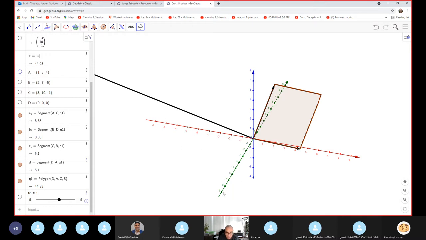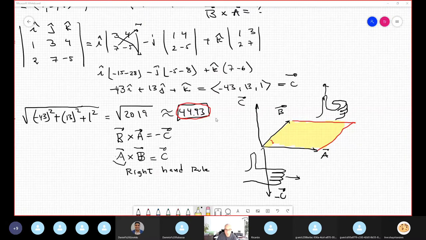So let me summarize the idea of the cross product. Let me go back again to the whiteboard. Wait a second. Share screen, switching to whiteboard. Okay. Good.